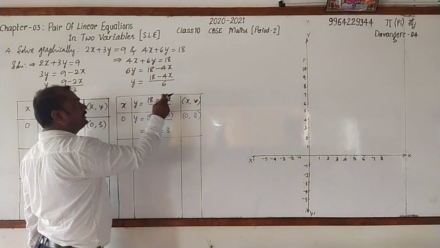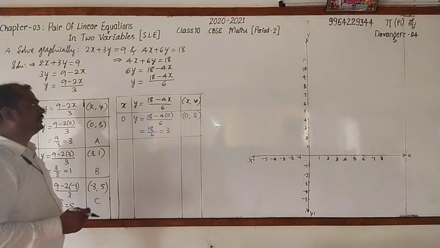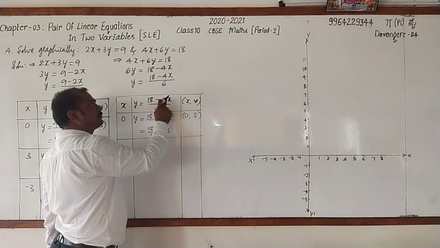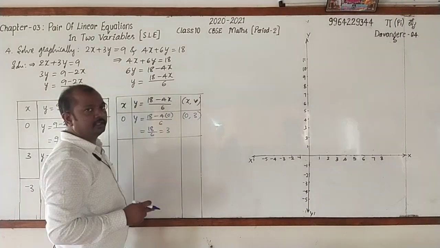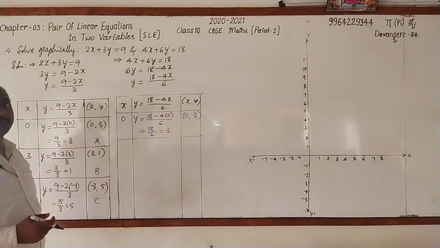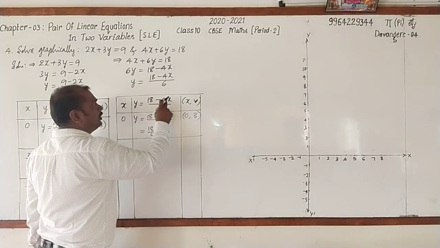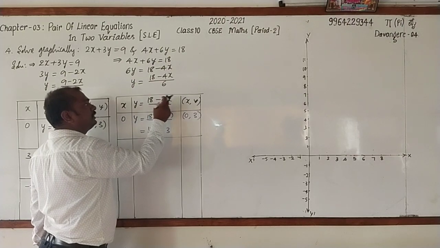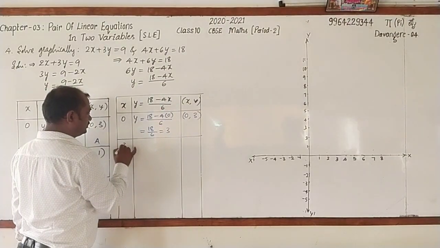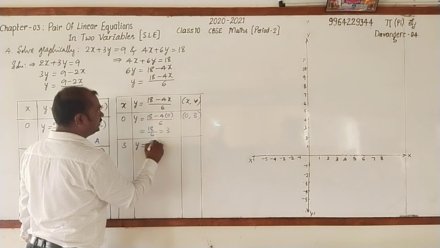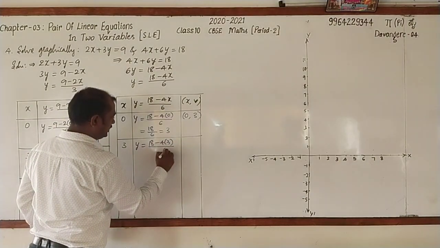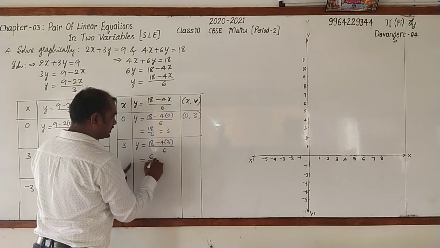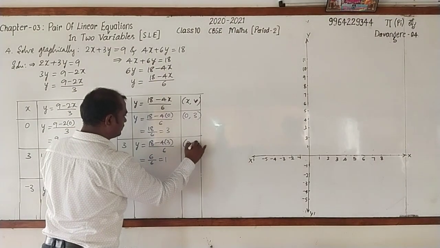Then go for taking 2. 4 twos are 8. 18 minus 8 is 10. Won't come. If it is minus 2, it is plus 8. 18 plus 8, 26. By 6 won't come. Then can we take 3? Certainly. 4 threes are 12. 18 minus 12, 6 will come. y is equal to 18 minus 4 into 3 by 6. 4 threes are 12. 18 minus 12, 6. By 6, 1. 3 comma 1.